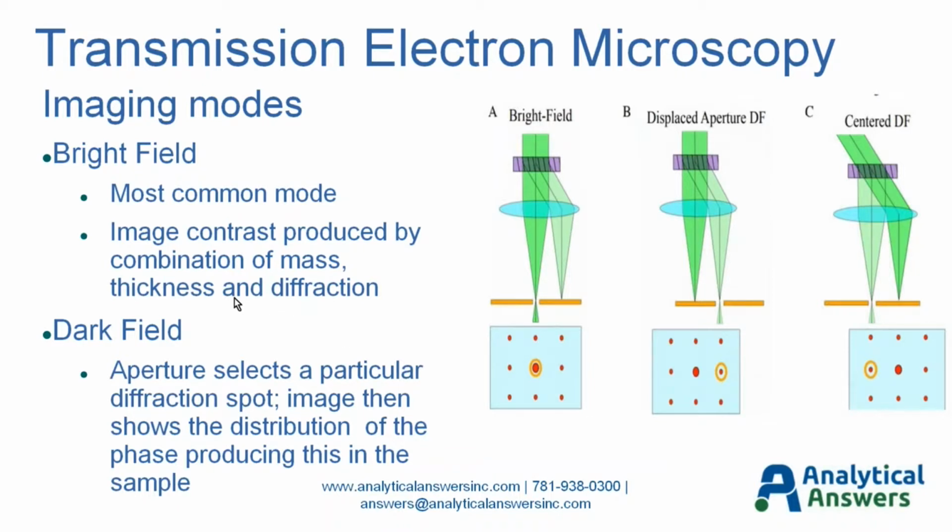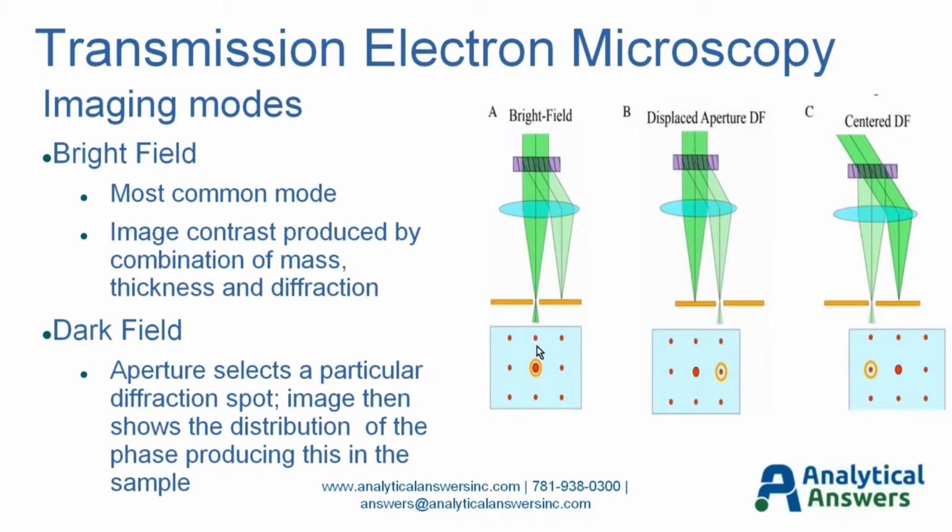Thickness can also play a role. Fortunately, the FIB instrument gives us nice parallel sections, so we don't have to worry about that too much. But in samples where there is a thickness variation, obviously a thinner portion of the sample will more efficiently transmit electrons than a thicker portion, and you'll see contrast due to that.